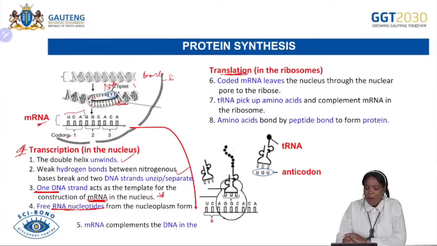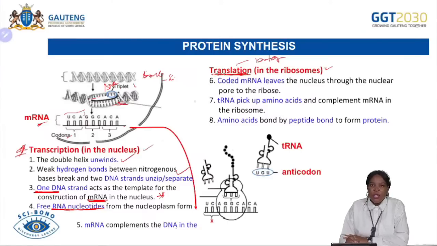Translation. How do you remember which one comes first? You can just remember that "lation" sounds like "later," so it comes after. So the first stage is transcription. The second one will be later, which is your translation, which happens in the ribosome. Then the first one happens in the nucleus.